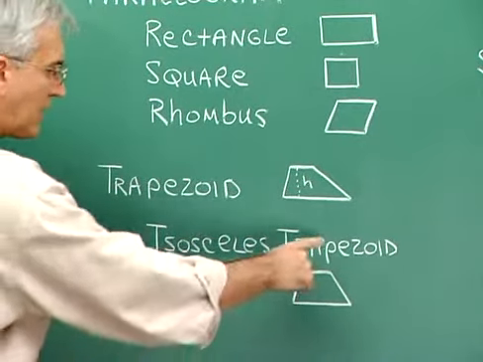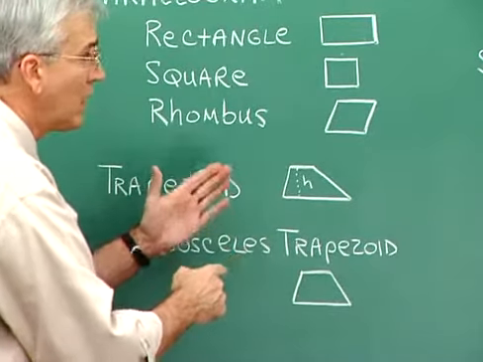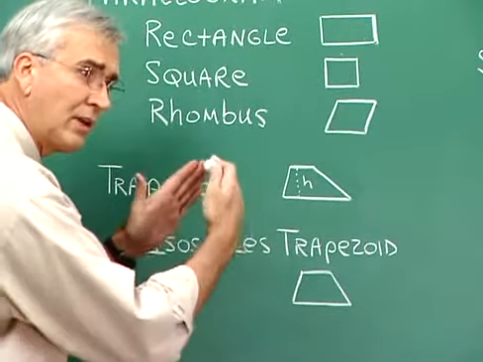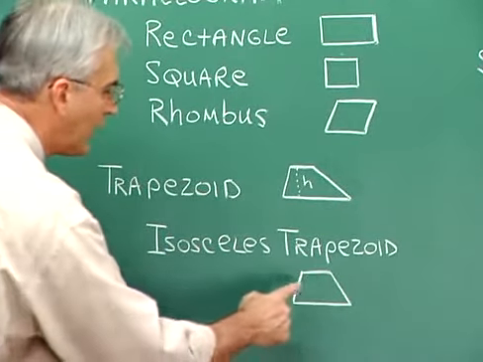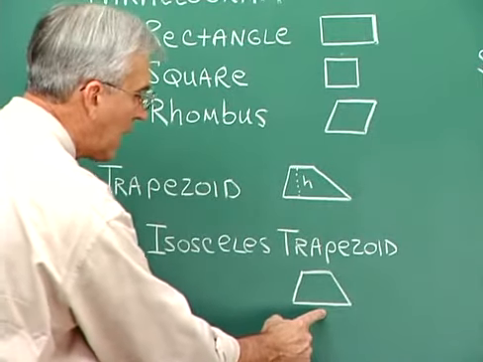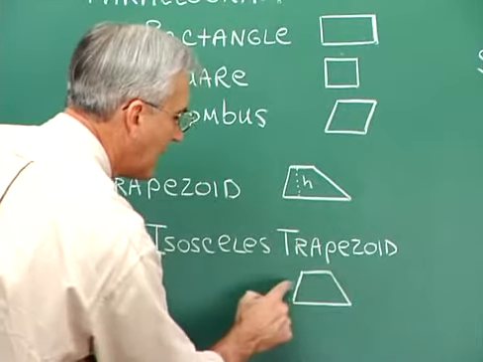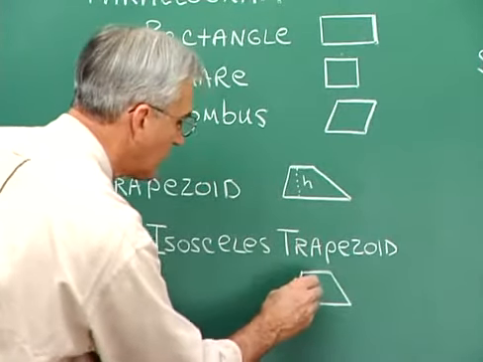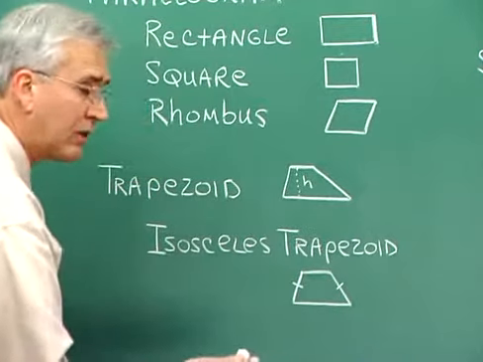This is an isosceles trapezoid. Now, isosceles was a word used when we talked about a triangle which had two equal sides. Well, here, for the isosceles trapezoid, we have the trapezoid notion with these two sides parallel. And we have the isosceles notion in that these two sides are equal to one another. So this side is equal to that side. And it makes for some other characteristics as well.